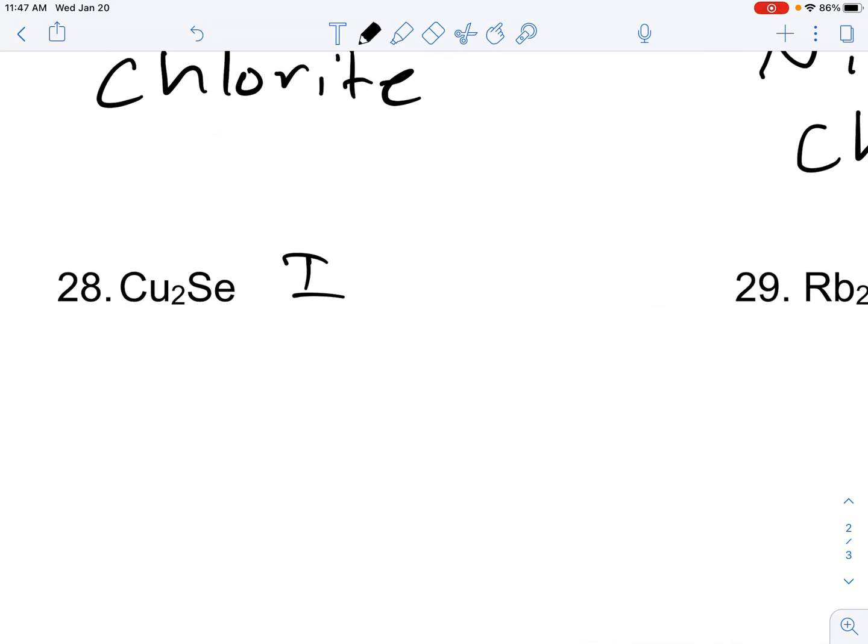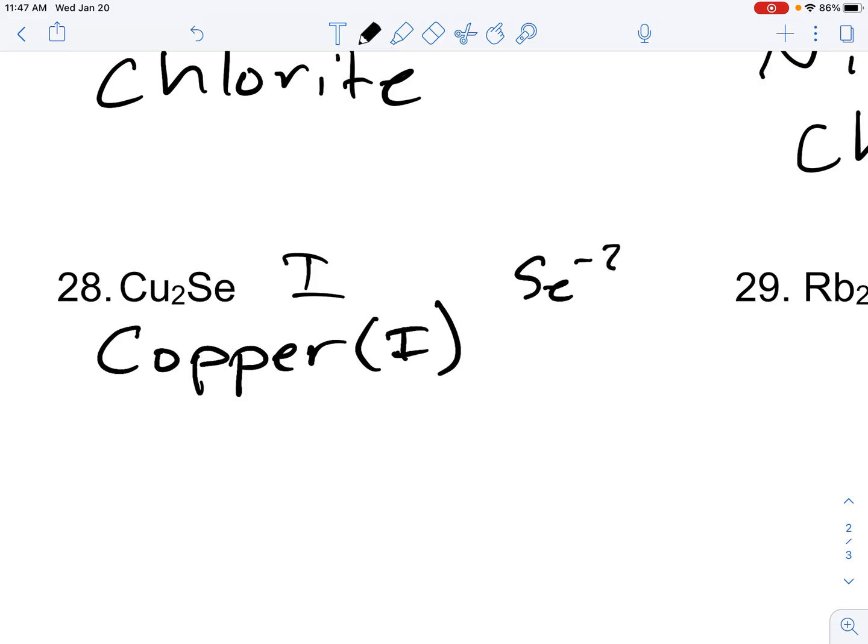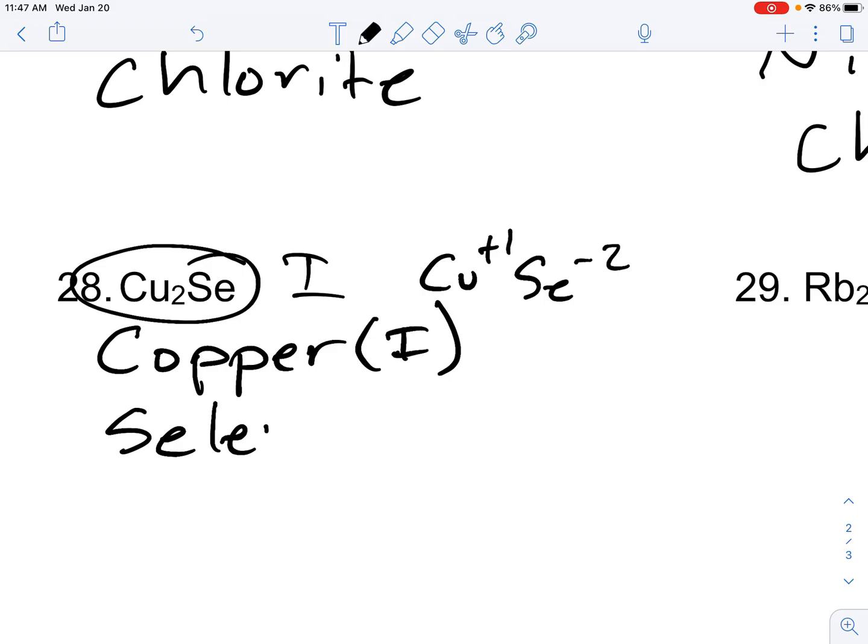Okay, so here we have copper. Copper can be a +1 or a +2. Based on this, copper is going to be a +1 because Se is a -2 charge, which means copper has to be a +1 to get this formula. So it's copper 1 selenide.